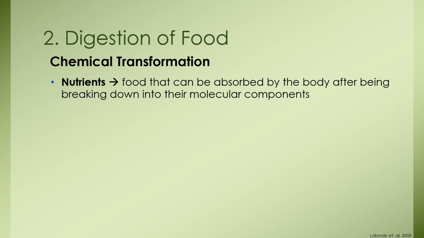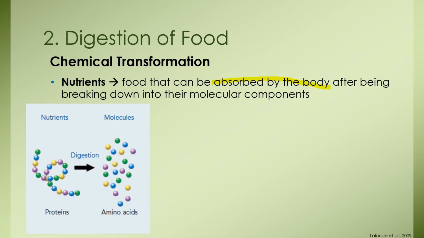Chemical transformation. What's chemical transformation? It's when you transform the food into nutrients that the body can absorb, after being broken down into their molecular components. So here, for example, for the proteins. Proteins are big molecules that need to be broken down for us to absorb. They are broken down into amino acids. These amino acids are much smaller, and they are small portions of protein. And then when we have just amino acids, my cells can take them and use them. When I just have proteins, my cells cannot use them.